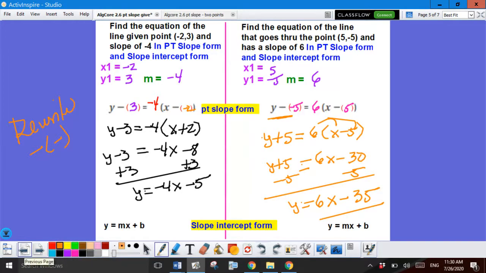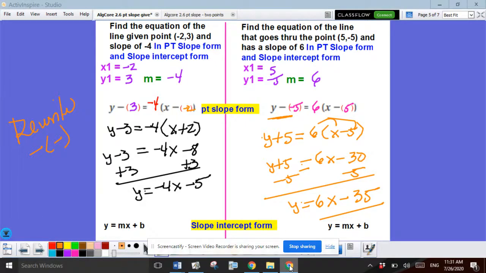Okay, that's what you're working on today. So make sure and label x1, y1, and m. Watch your parentheses and watch your double negatives. Our biggest error we make on these is signs. That is the biggest error we make. So if you're struggling, please reach out to us.